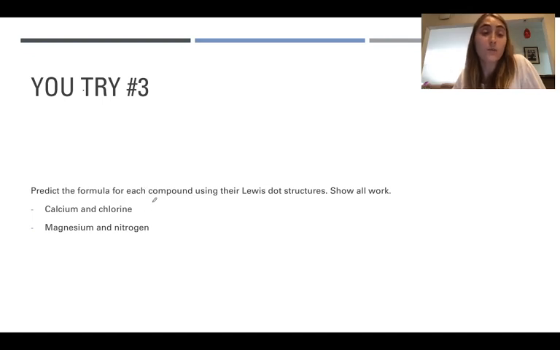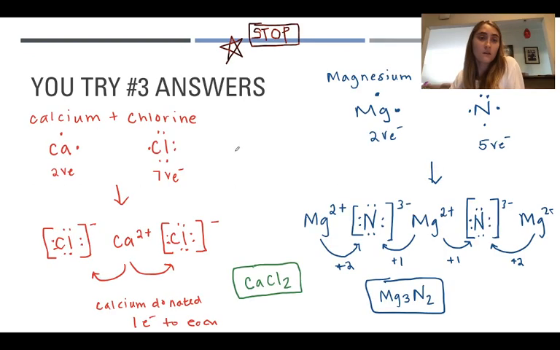Okay, all right, so you're going to go ahead and do U-try number 3. You are going to predict the formula for each compound using the Lewis structure diagram, for first calcium and chlorine, and then magnesium and nitrogen. Okay, so go ahead and do that. You'll pause, work on this, write it on your piece of paper, and this will be our last U-try. Okay, now here are the answers.